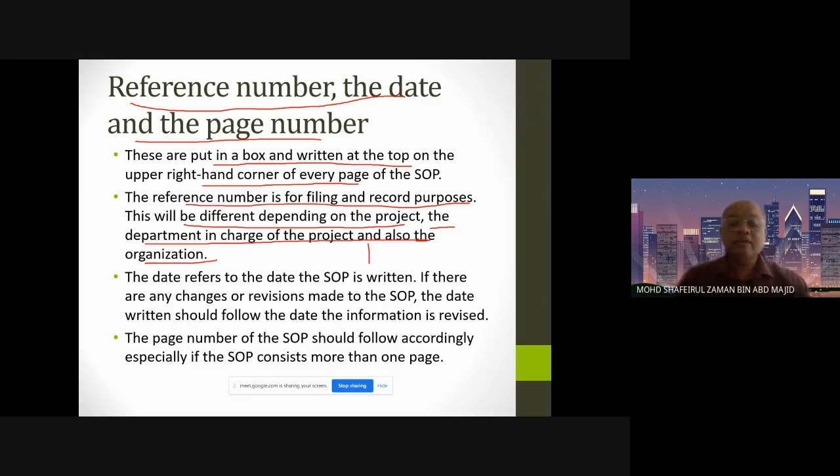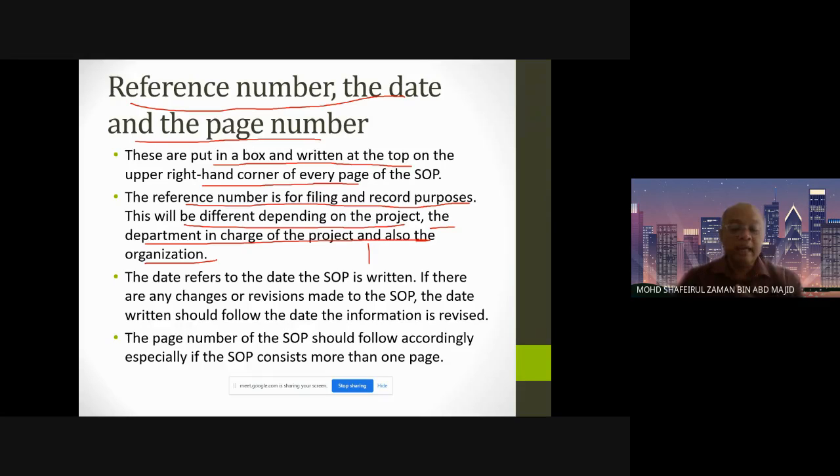So this is for filing and record purposes, and that is the reason why the reference number is going to be different. Please bear in mind for assessment 2A, if the situation states the reference number, then you have to write it back in the box. If it is in the situation, you just copy and put it in the box. If it is not stated there, then you have to create your own reference number.